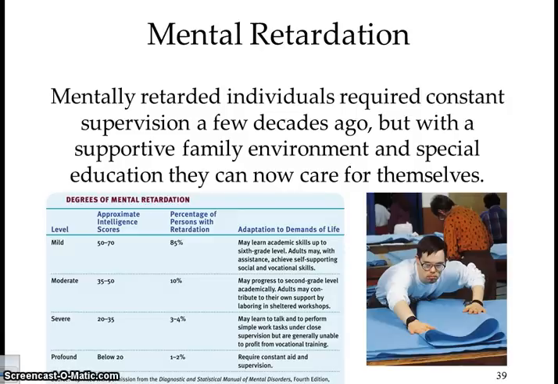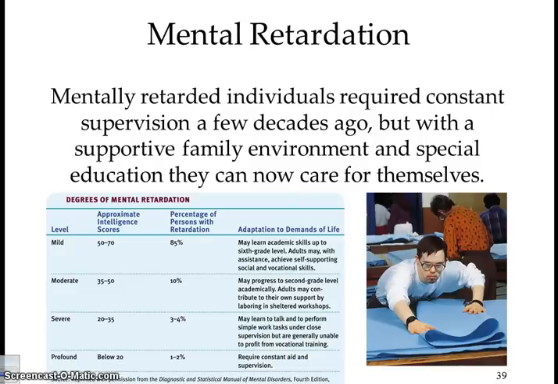They can read, they can write, they can do these things, they can have a job. The closer they are to 70, the more reliant they're going to be on themselves. They'll be able to live on their own. If they're in the 60s, they're going to need assistance.